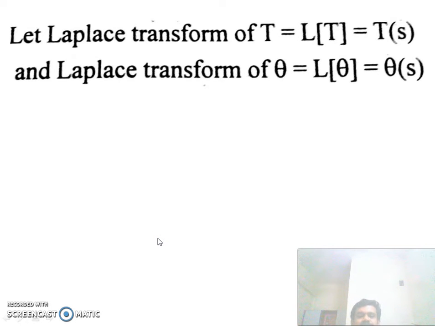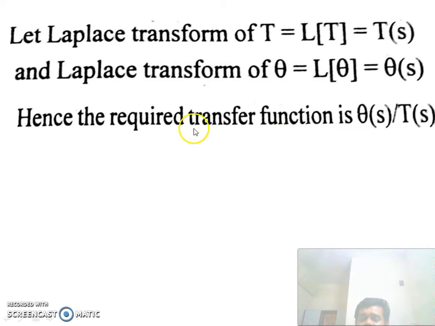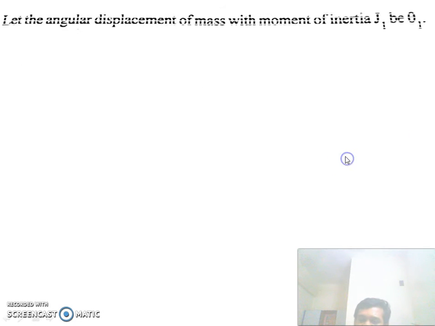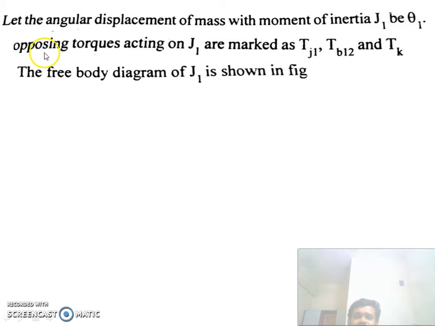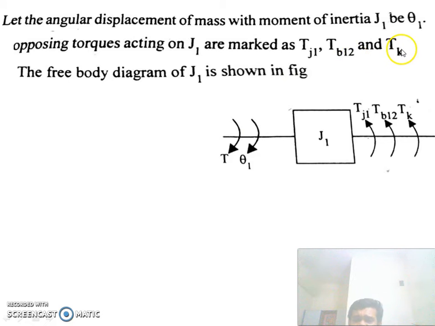Here the input is T, so the Laplace transform of T is T of s, and the output is theta, and the Laplace transform of theta is theta of s, and we have to find the transfer function theta of s divided by T of s. Let the angular displacement of the mass with moment of inertia J1 be theta 1. Due to this applied torque T, the opposing torques acting on J1 are TJ1, TB12 and TK. So this is the free body diagram.